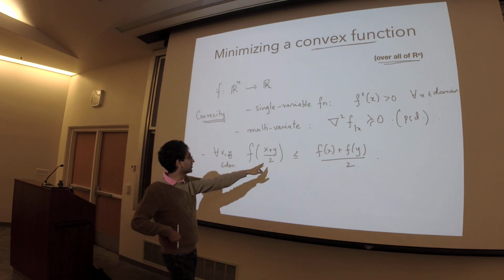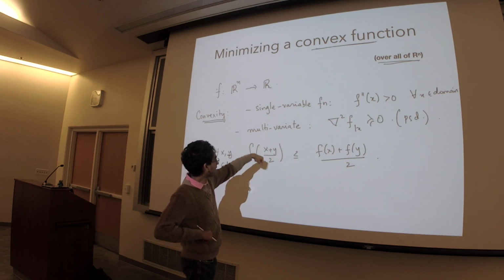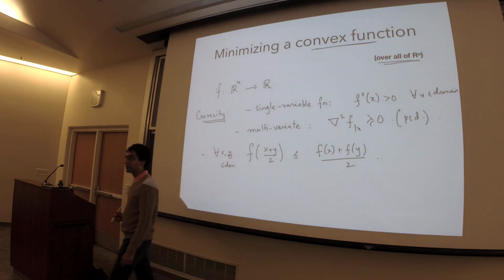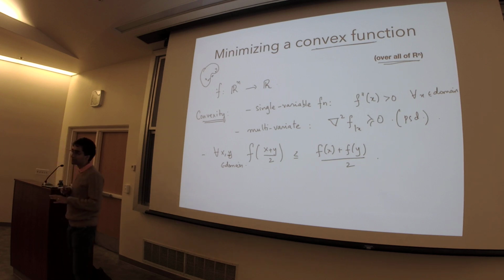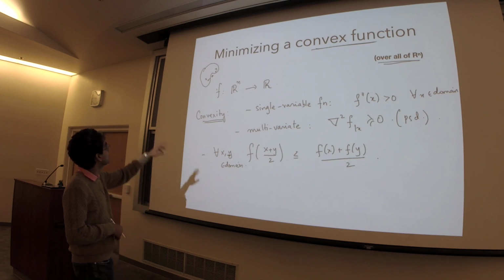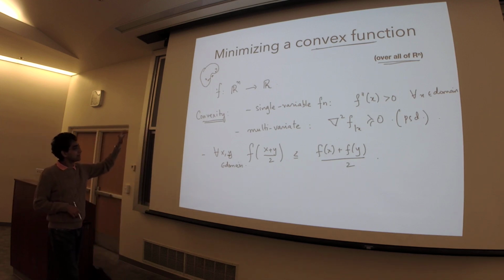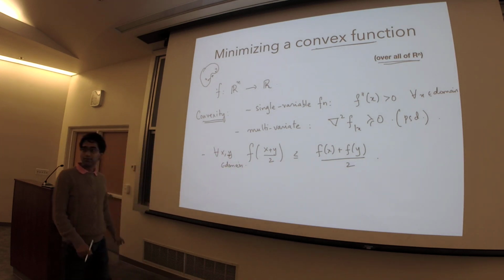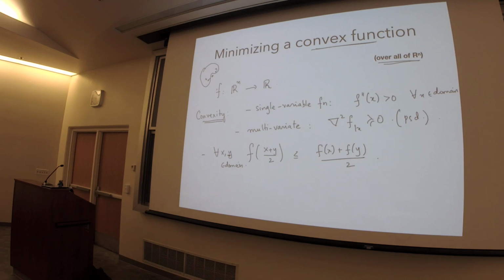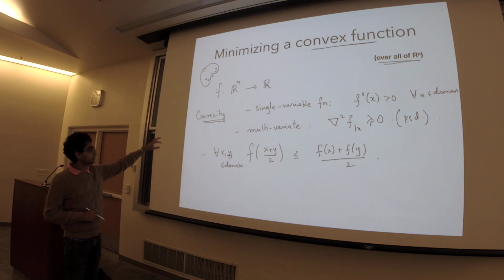The only slight catch which you should notice here is that (x plus y) by 2 should be in the domain. So this definition holds only for convex domain. If I had a domain like this, then x and y can be here, but the function may not be defined at this point. So there are technicalities like this, but modulo that, this is an equivalent definition. Any questions? It's a very simple alternate definition for convex.